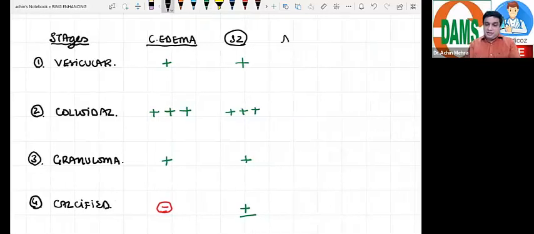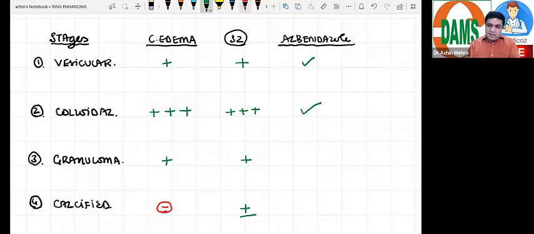Now the anti-parasitic treatment that you like to give. Yes, I hope you know albendazole. Which stage should I give it? This I keep on asking every student in every class. Obviously in a vesicular stage I'll give. Colloidal also give. But as far as a granulomatous and a calcified stage, there's no point giving it because the worm is already dying and already dead in the calcified stage.